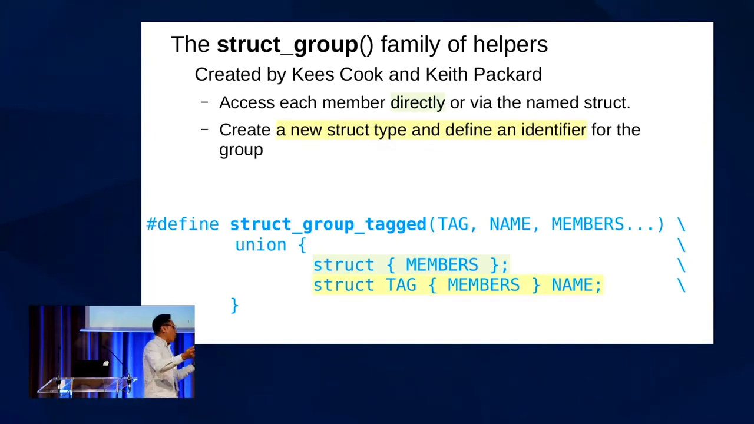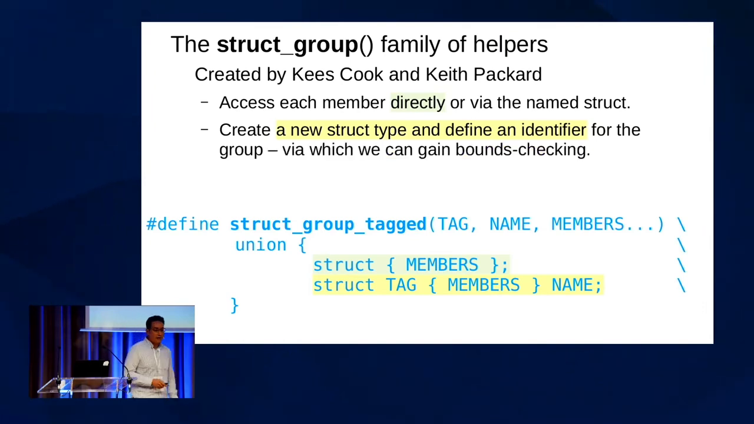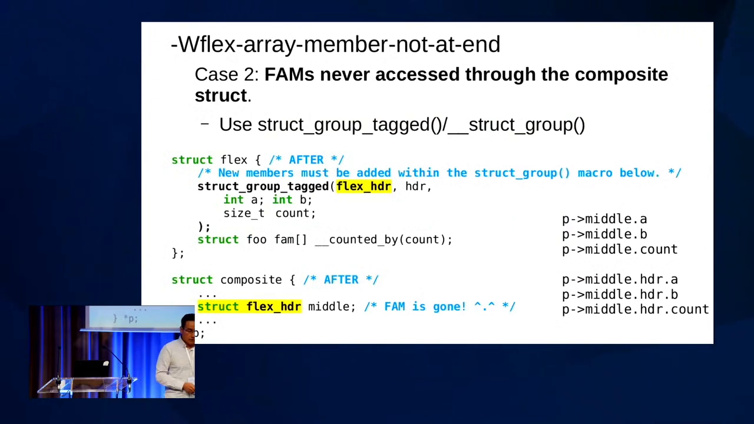Also, we create a name for the whole group, and that name has different advantages. And of course, we create a new tag, so we are effectively creating a new type, which is what we are going to use. Through the name, we gain bounds checking on the whole group whenever we need it, because now the compiler has an identifier for the whole group. If we happen to write data to or read from the whole group, the FORTIFY_SOURCE versions of memcpy are going to be able to sanity check or add bounds checking, every time we want to access the whole group of members. So it has a lot of advantages, and that's what I am using. That would be the solution for case number two.